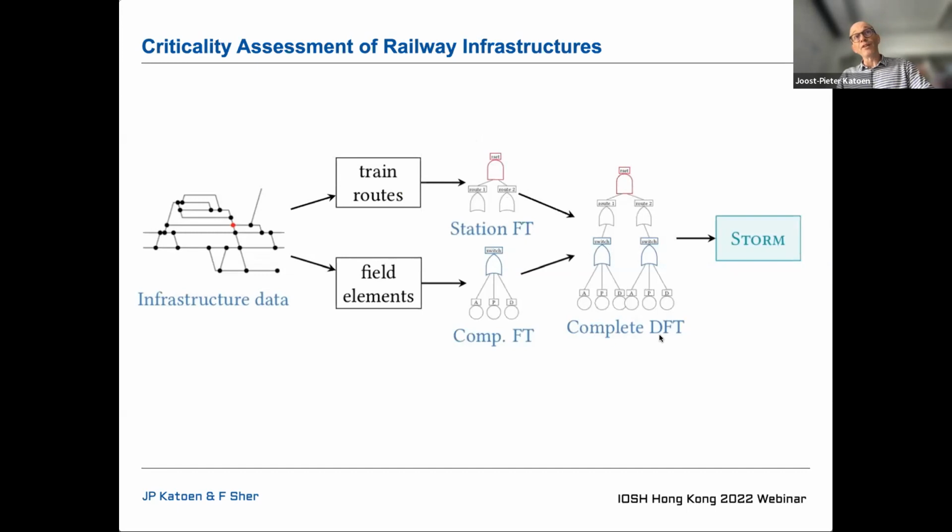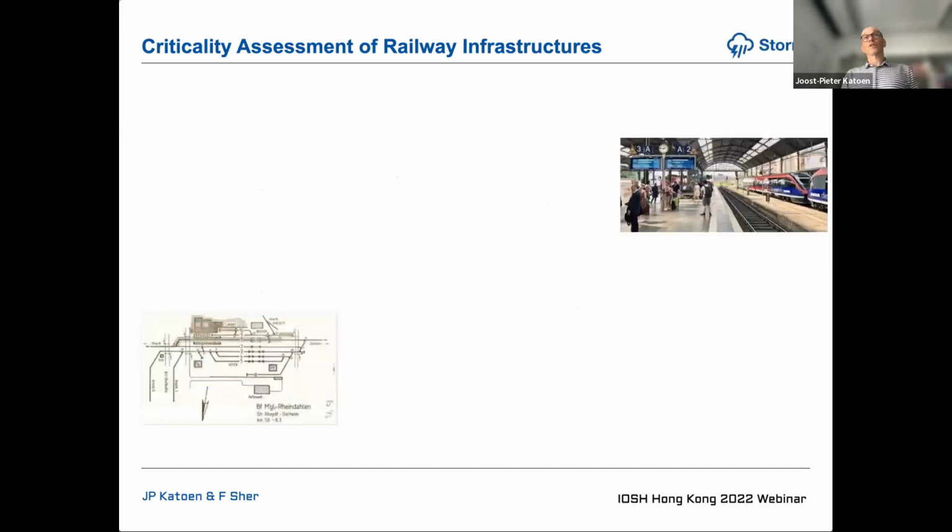So you get a complete dynamic fault tree that models all possible routes in the station, plus all possible failures of all the involved components. And this fault tree can then be analyzed using the techniques I explained to you before, using, for instance, the Storm model checker. Good. So how does it work?